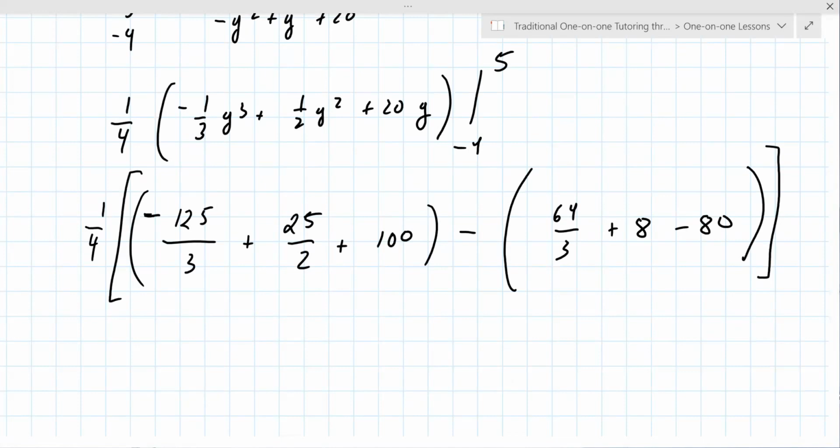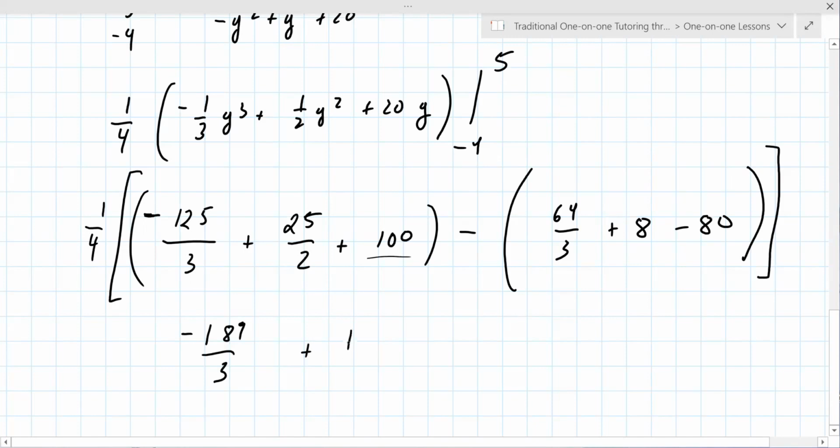So it's 125 minus 64. But they're both negative, so it's going to be minus 189 over 3. And then 100 plus 80, so that's 180, but you're subtracting 8, so you've got to be careful. Well, 100 plus 80 minus 8, right? Yes. So 172. And then the 25 over 2.